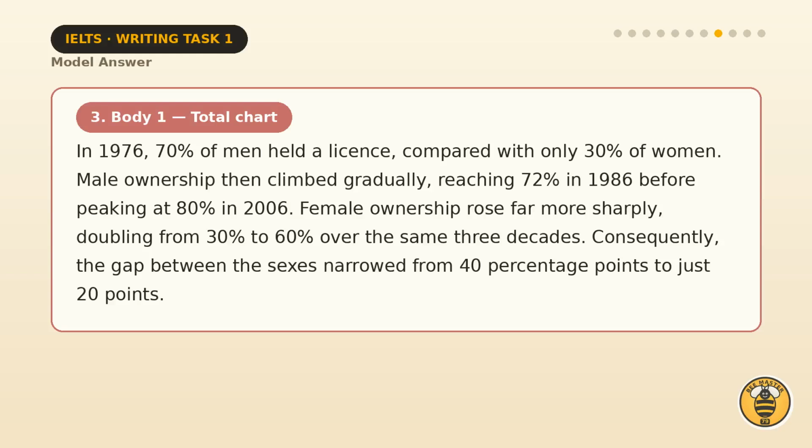Paragraph 3, the first body. In 1976, 70% of men held a license, compared with only 30% of women. Male ownership then climbed gradually, reaching 72% in 1986 before peaking at 80% in 2006. Female ownership rose far more sharply, doubling from 30% to 60% over the same 3 decades. Consequently, the gap between the sexes narrowed from 40 percentage points to just 20 points.